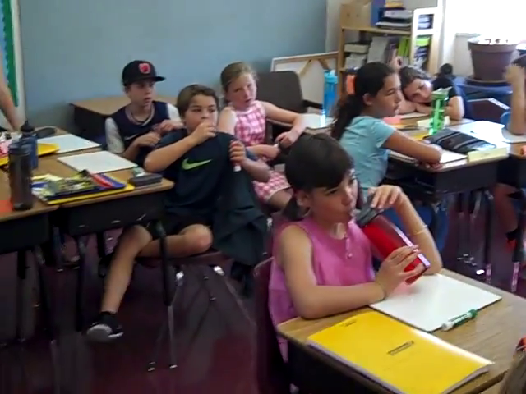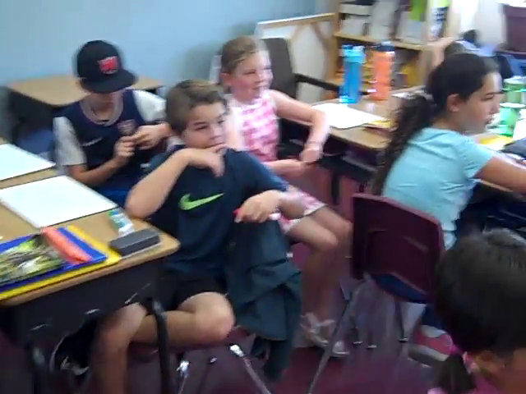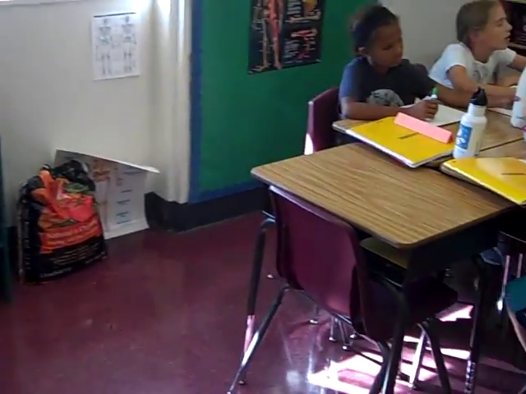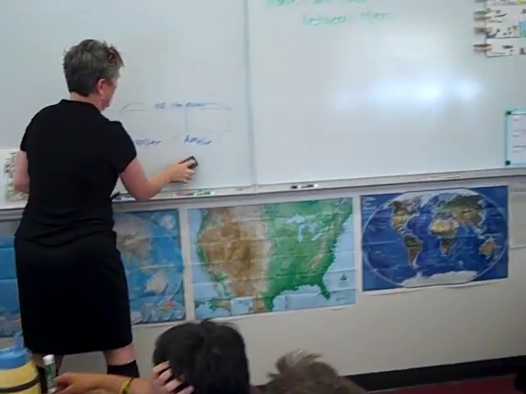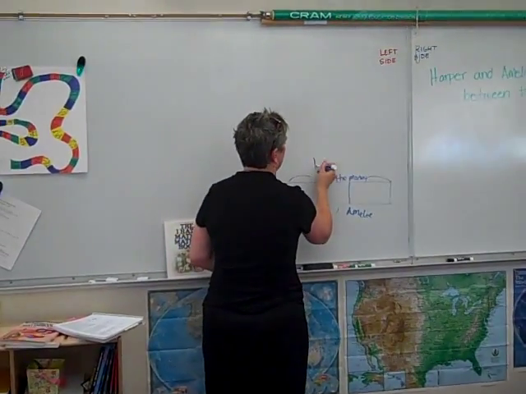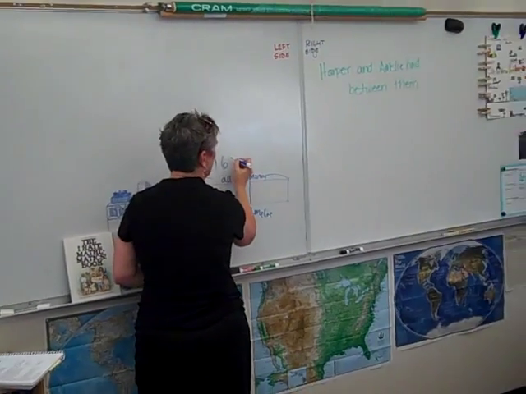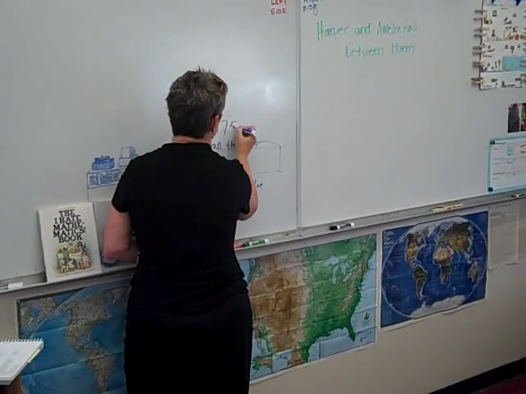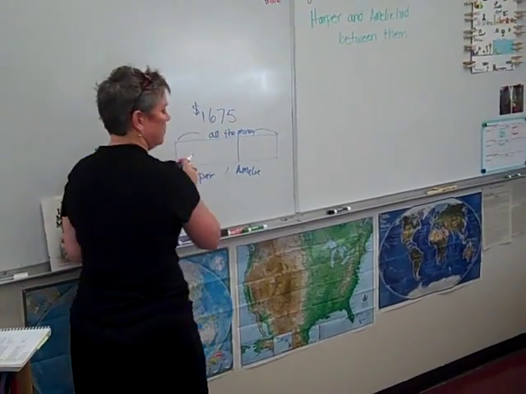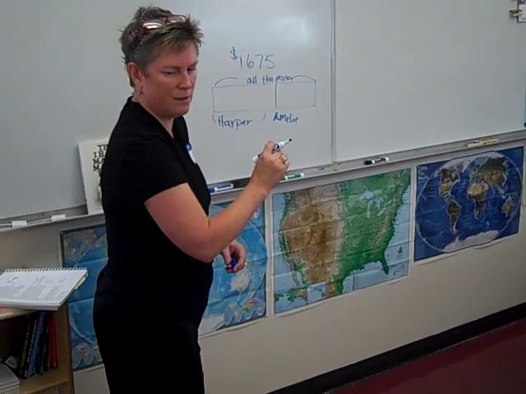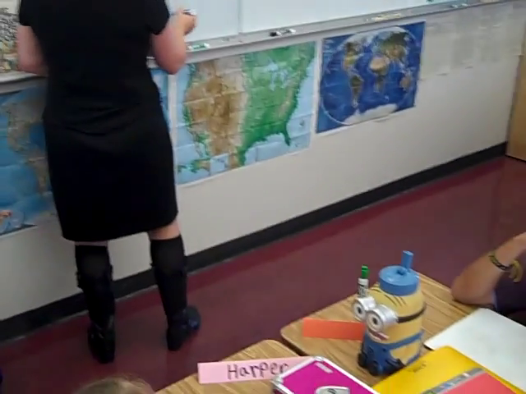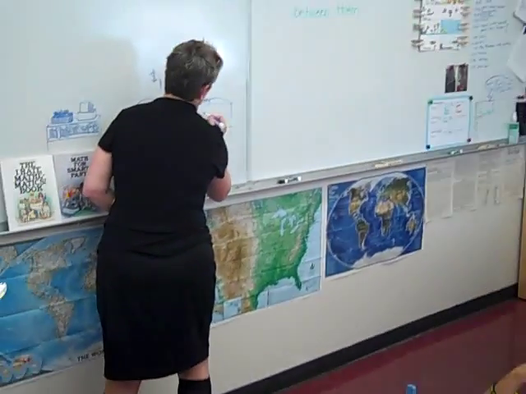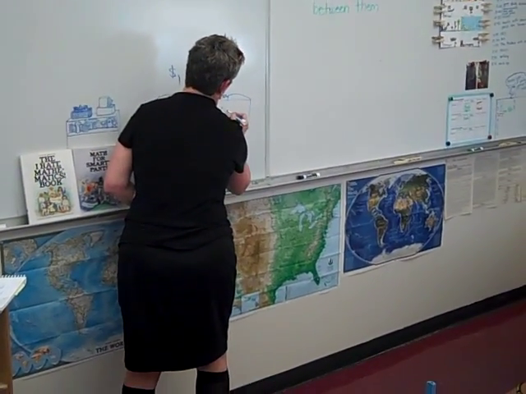What if I told you that all together, let's get rid of our problem, and I'm just going to give you the word. All together, the girls had $1,675. Would you be feeling kind of rich? Yeah. Okay. And I said, Amelie has $670.